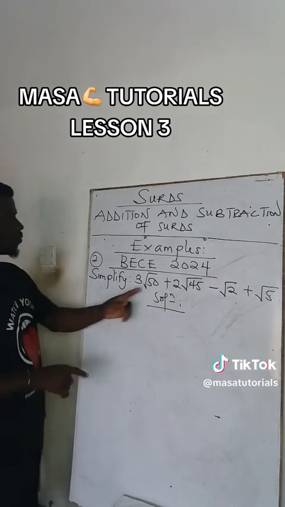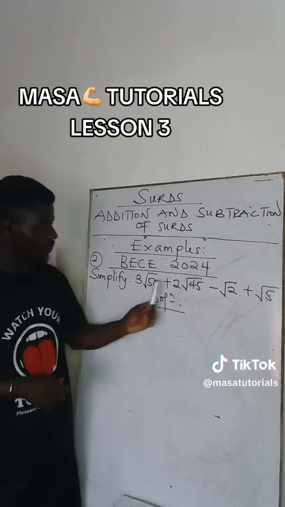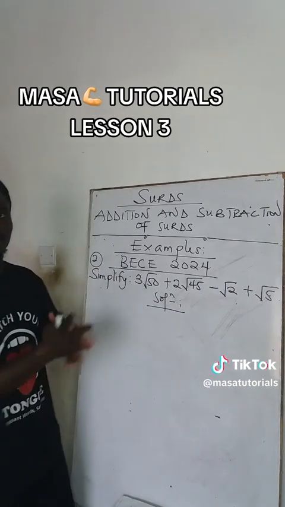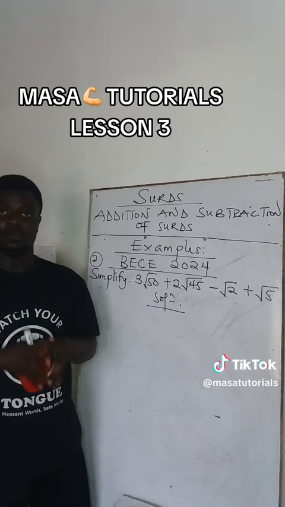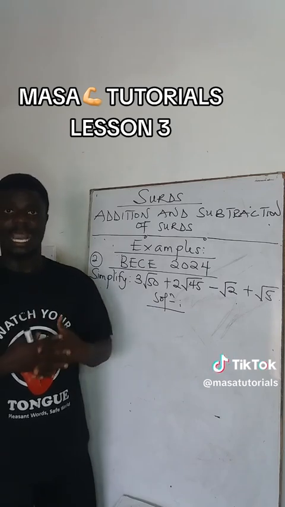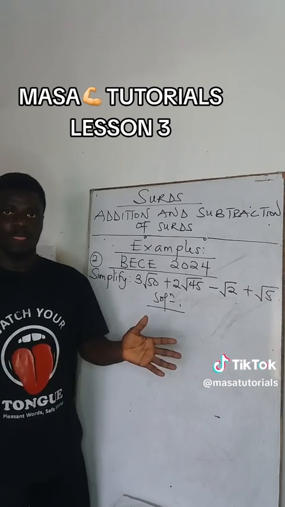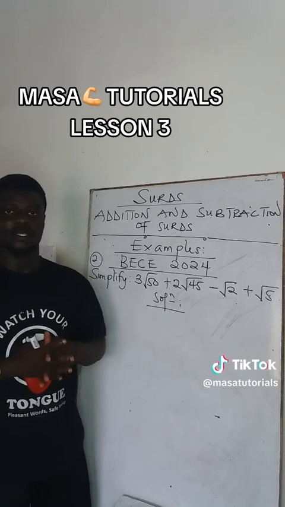Now, 3 square root of 50. Don't forget, we need to simplify the surds because we do not know whether they are like terms or not like terms. When they are like terms, you can add their coefficients. When they are unlike terms, you can't add or subtract their coefficients.